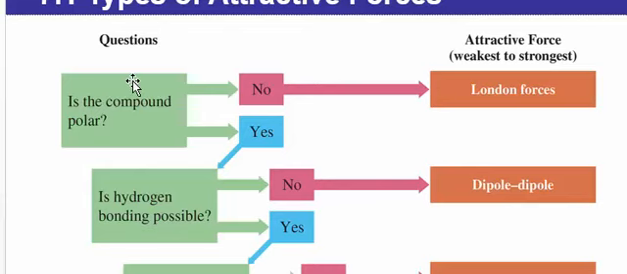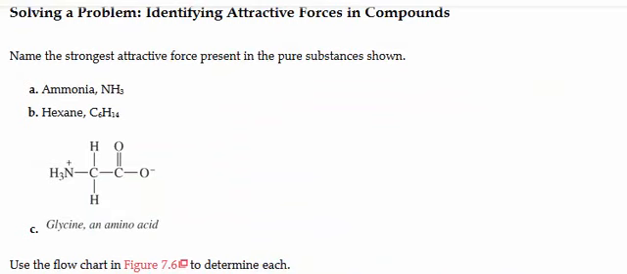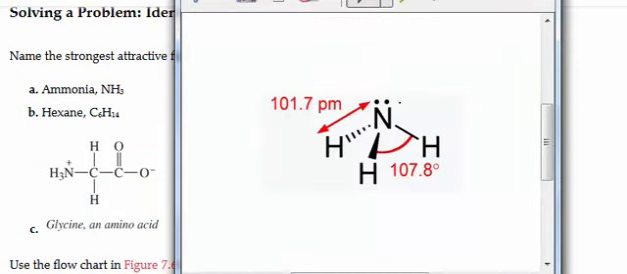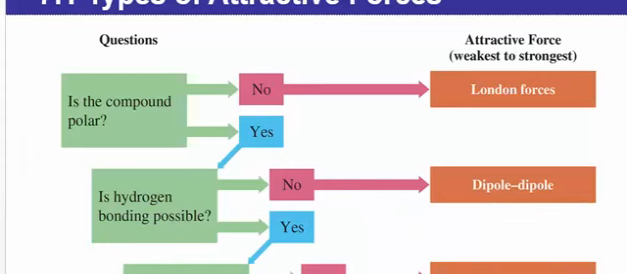So if we look at this flow chart, the first question we want to ask ourselves is, is the compound polar? And yes, ammonia is polar. It has an electronegative nitrogen, a lone pair on that central atom. It is polar. The next question is, if it is polar, is hydrogen bonding possible?